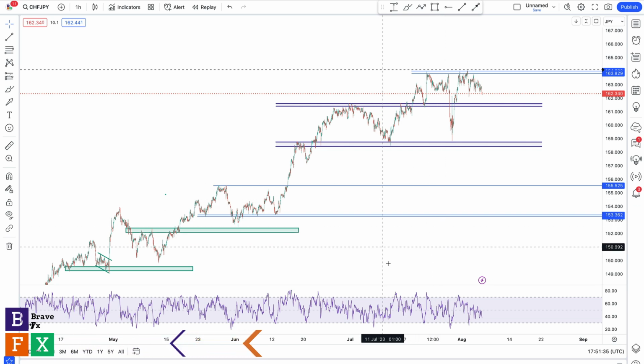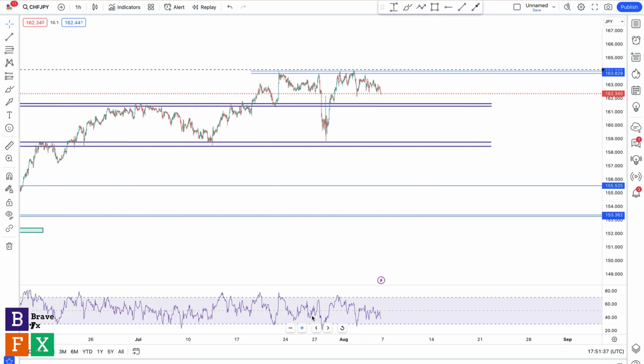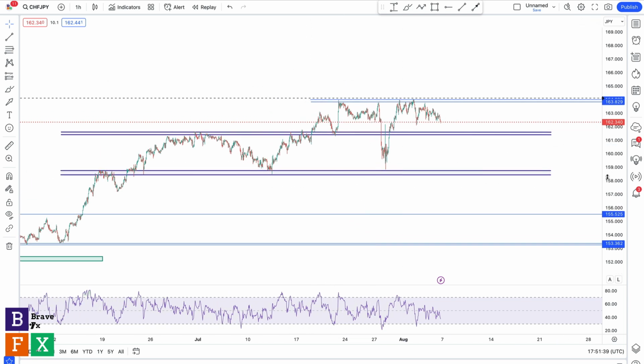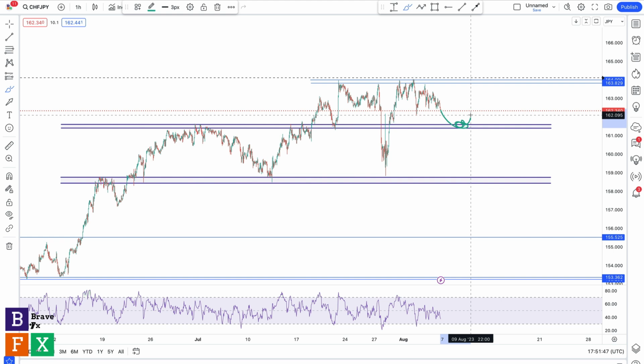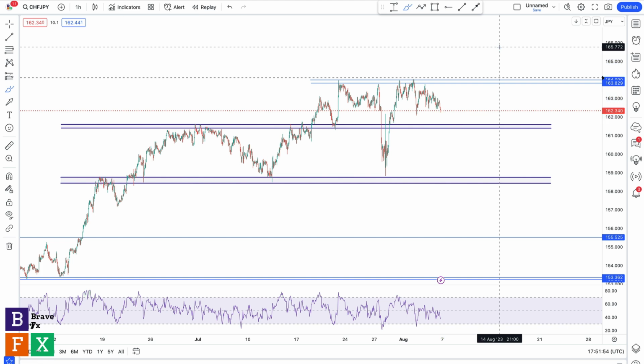So CHF-JPY, two things. I am not looking forward to go short on this trade, right? I'm only going to look for longs, and I'm going to be looking for longs around this price level. When we come into this level, I'm going to see how price reacts, create a higher high and higher low as my confirmation, then I go long. That's going to be my first case scenario to go long on CHF-JPY.